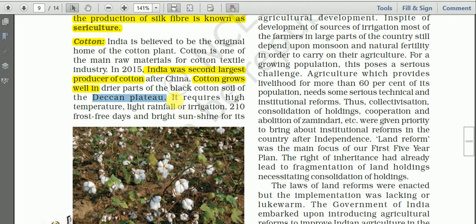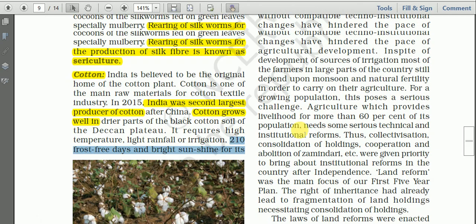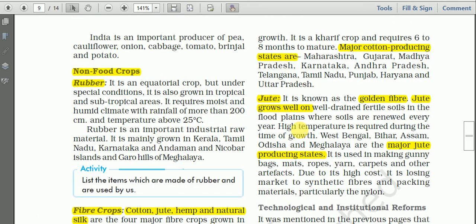And about temperature, it requires high temperature and light rainfall. Light rainfall, say average 75 to 100, and if less than 75, then irrigation is required. And this cotton plant requires 210 frost-free days. Temperature should not go below 0 degrees Celsius, and bright sunshine for its growth.